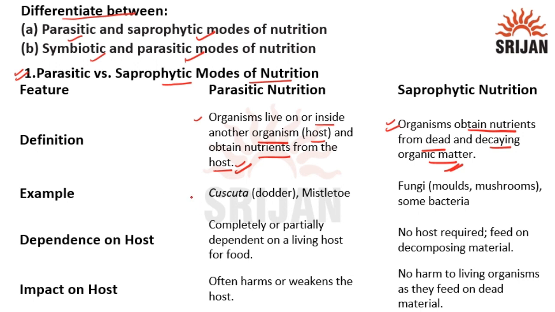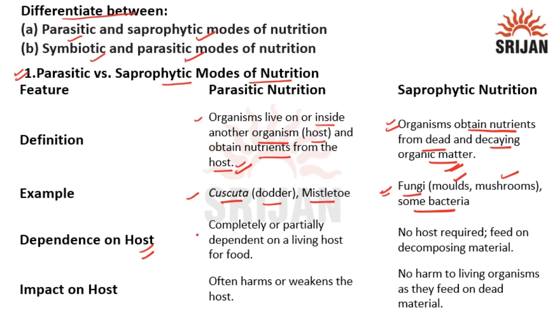Examples of parasitic nutrition: Cuscuta, commonly known as dodder, and mistletoe. Examples of saprophytic nutrition are fungi and some bacteria. Fungi include molds and mushrooms. Next difference is dependence on hosts.